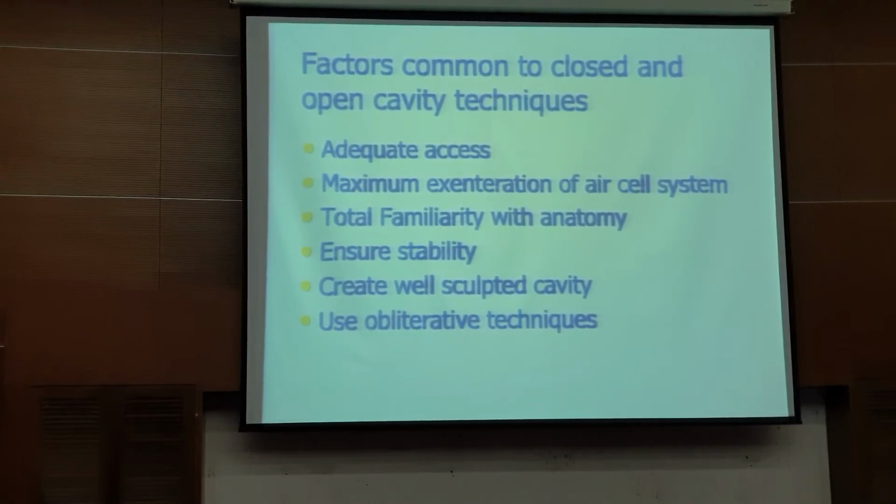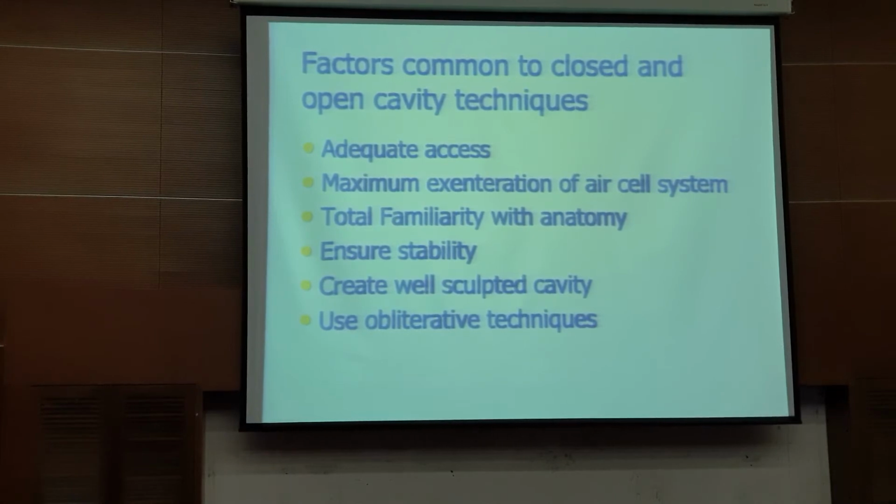Maximum exenteration of the air cell system. Again, if a patient doesn't have a cholesteatoma but has a lot of granulation tissue, and this granulation tissue can give a risk of persistent discharging ear, then you can decide to do a canal wall down procedure despite the patient not having a cholesteatoma. Familiarity with the anatomy: if you are a surgeon and you are clear regarding the anatomy of the facial nerve, please do a proper canal wall down mastoid surgery.